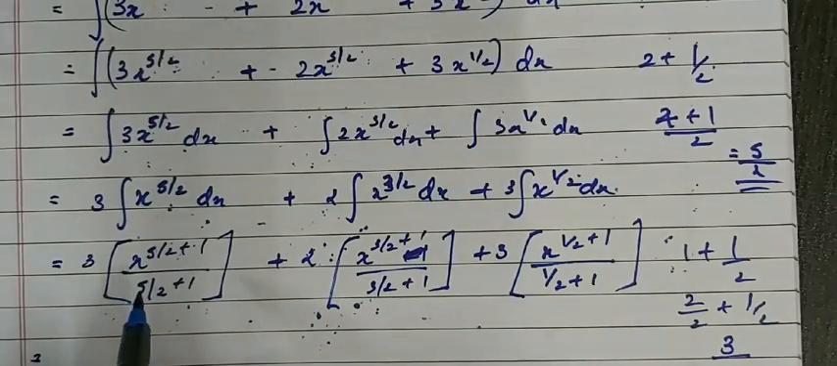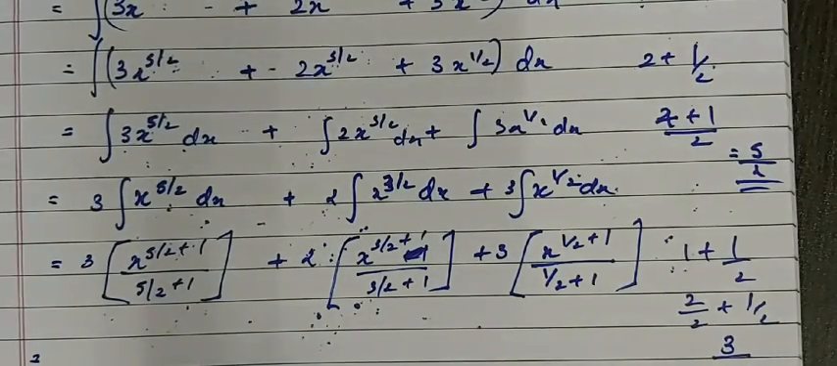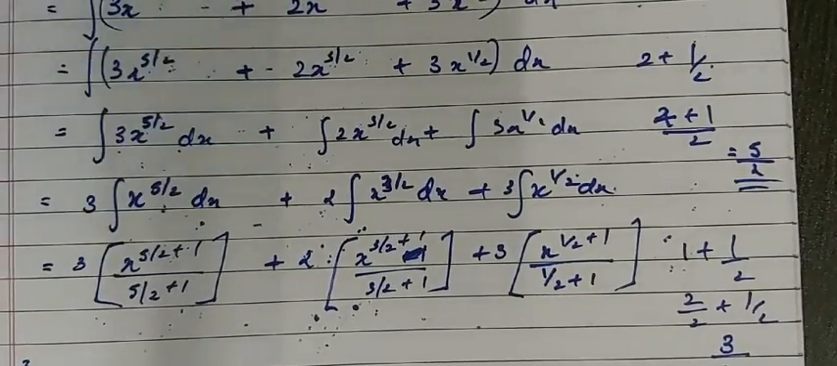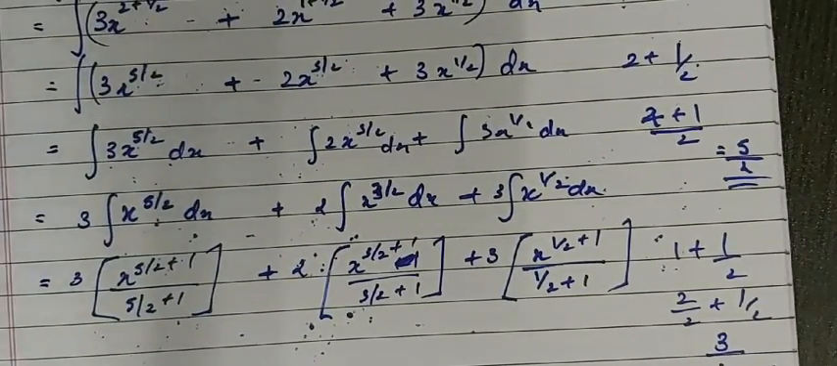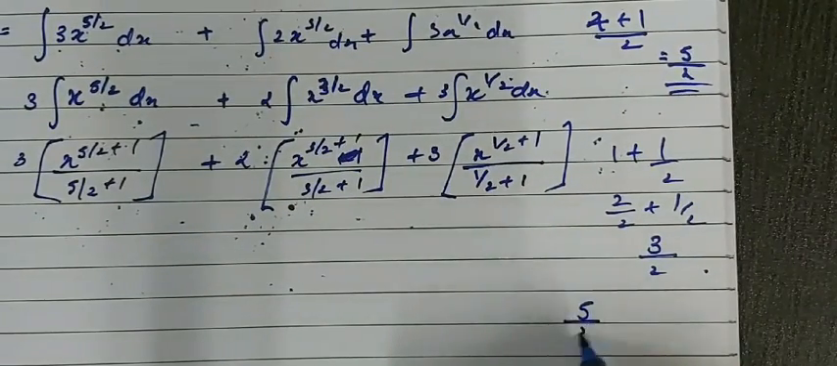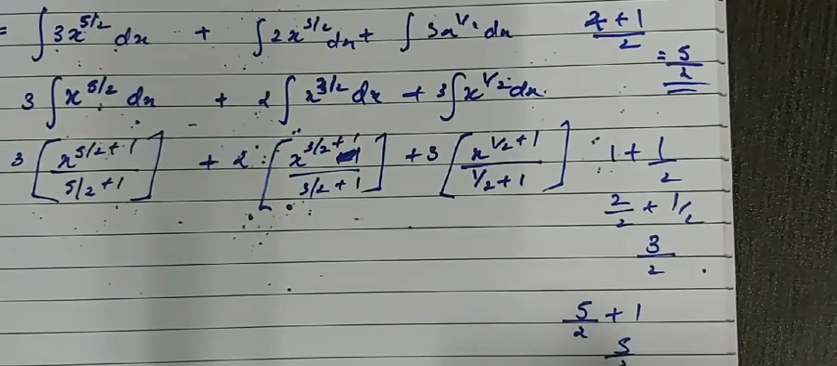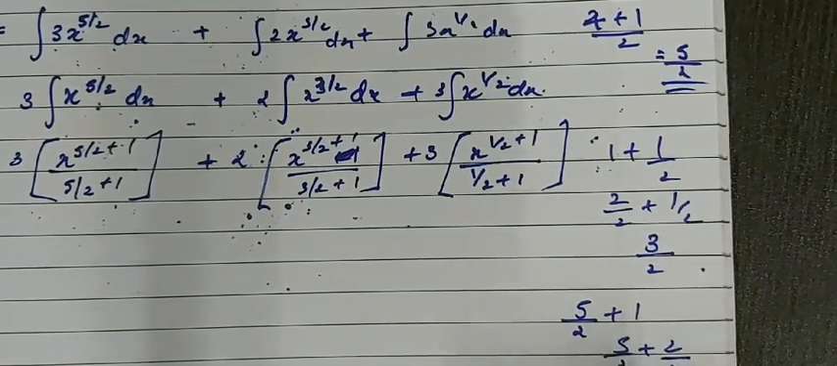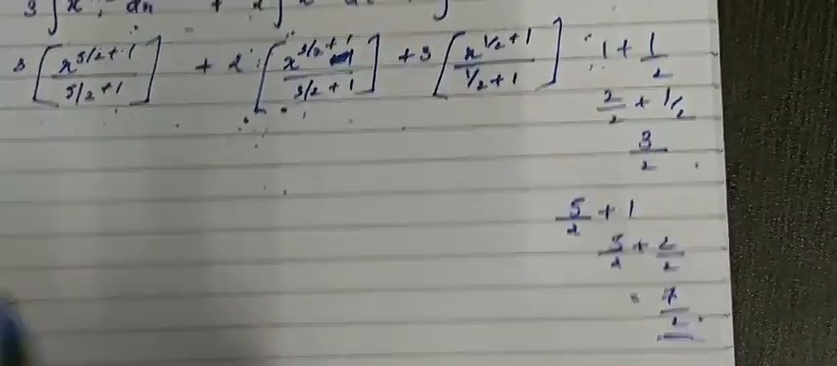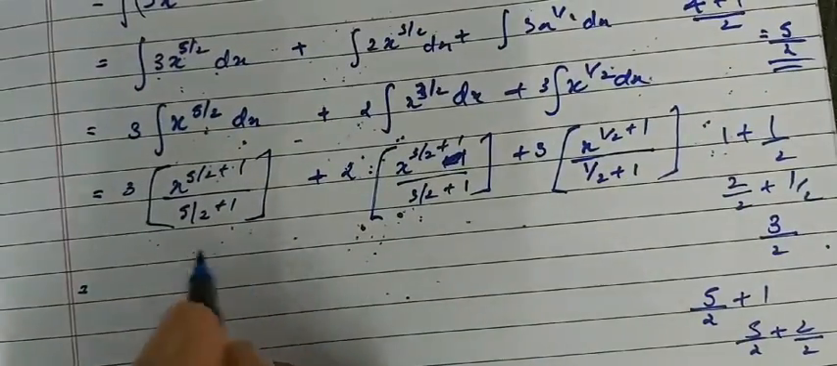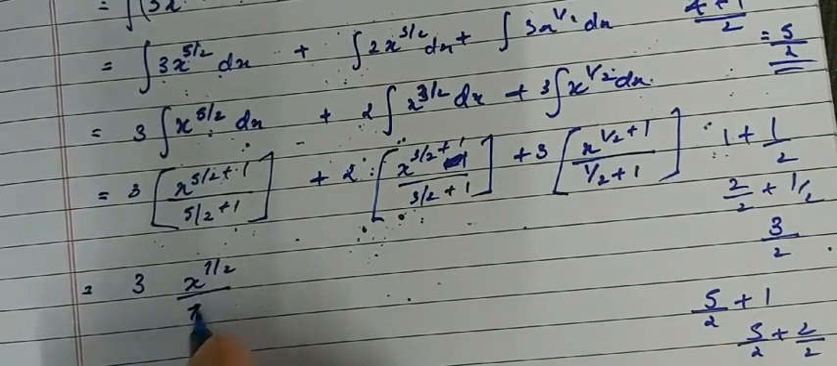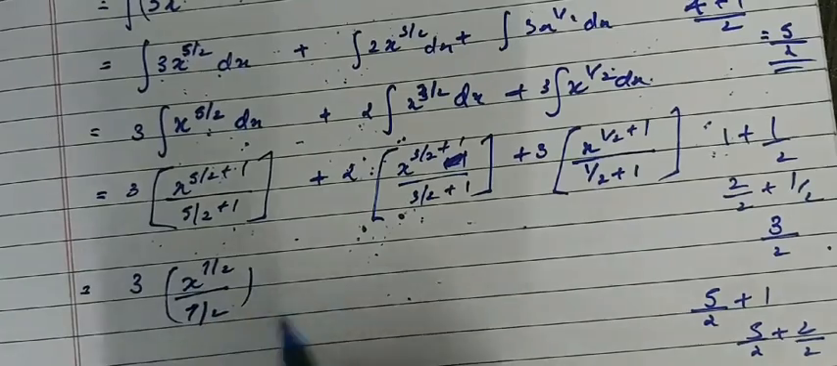Now what is 5/2 plus 1? We have done it before. 5/2 plus 2/2 is 7/2. So we write it here 3 into x raised to 7/2 over 7/2.